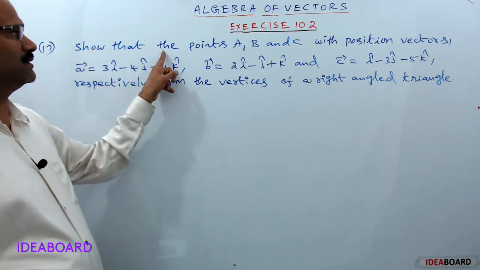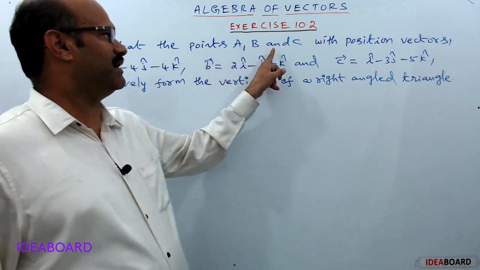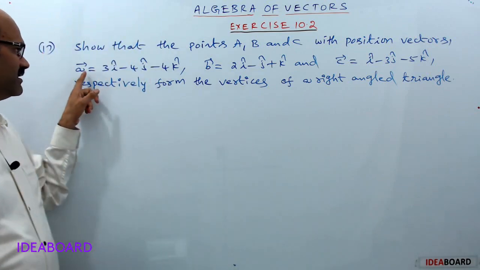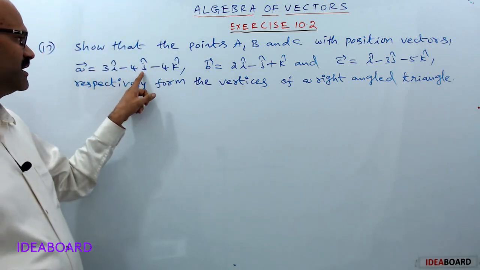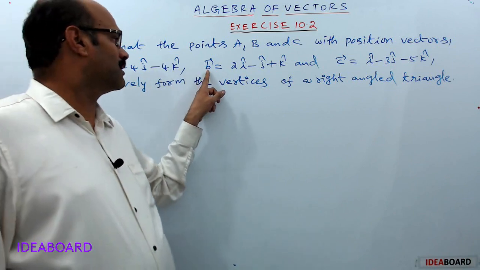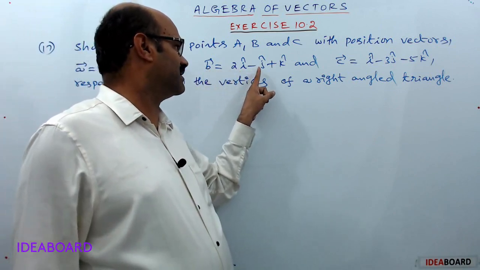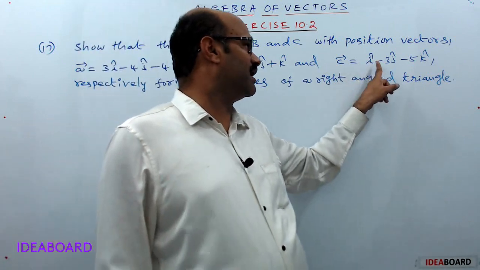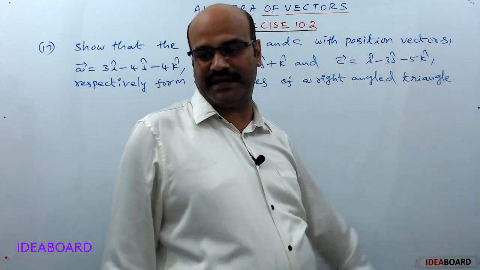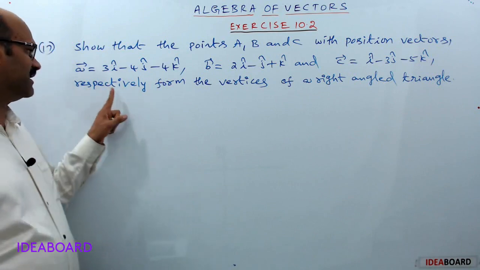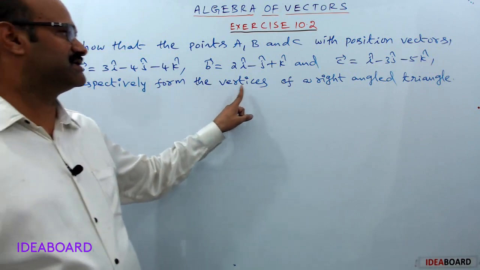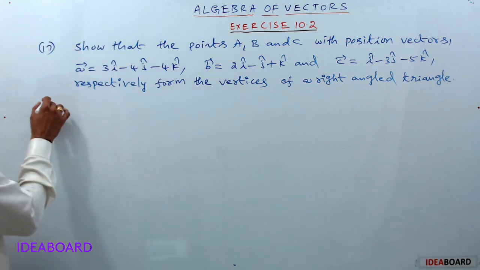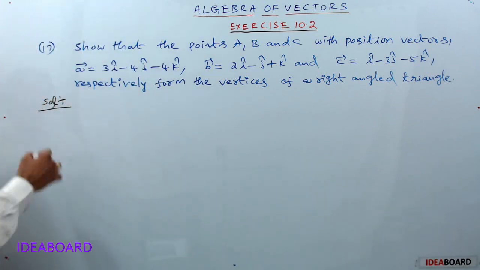Seventeenth problem. Show that the points A, B and C with position vectors A vector equal to 3i cap minus 4j cap minus 4k cap, B vector equal to 2i cap minus j cap plus k cap, and C vector equal to i cap minus 3j cap minus 5k cap respectively form the vertices of a right angle triangle. Solution.